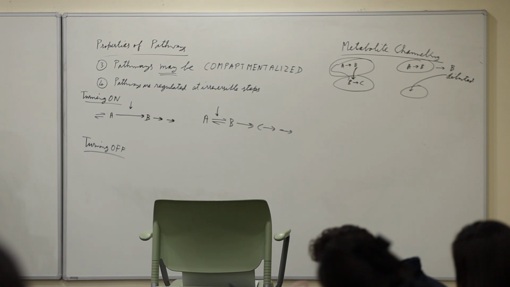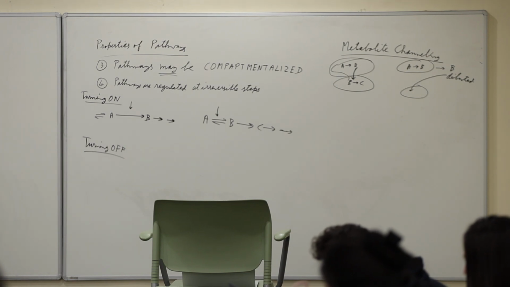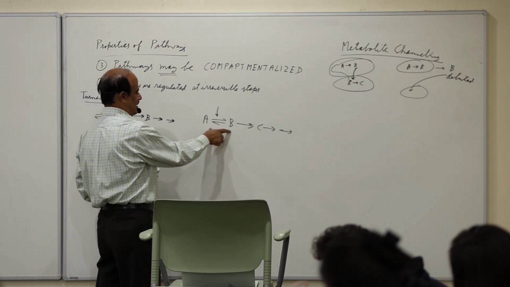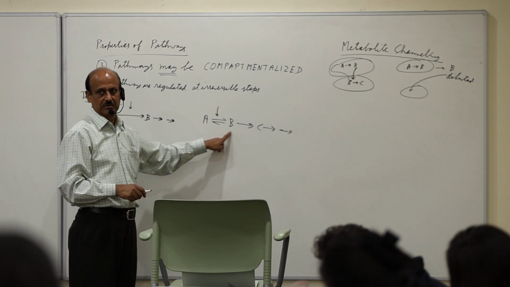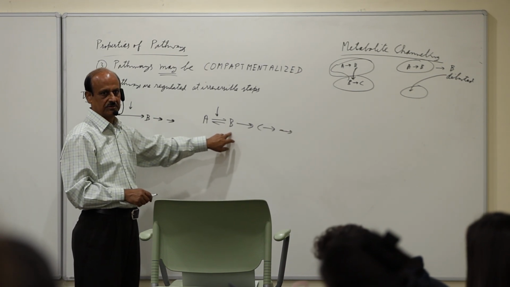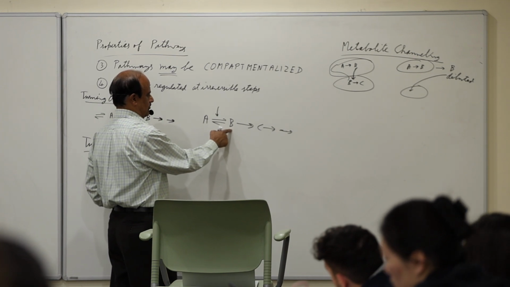So if you are turning on a pathway, that means this pathway is off. It's normally off and you are turning it on with some regulator. So the regulator binds to this, and this pathway is turned off, which means there is no B present. Right? The pathway is off, so reactions are not happening, so there is no B present. That means the concentration of B is 0.